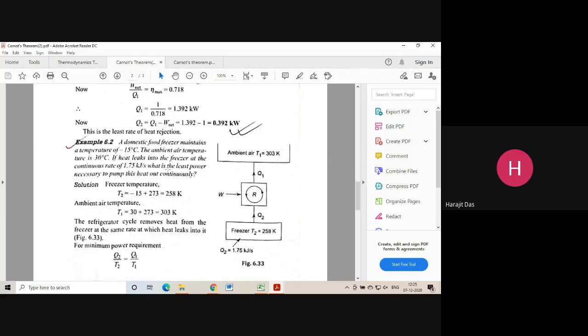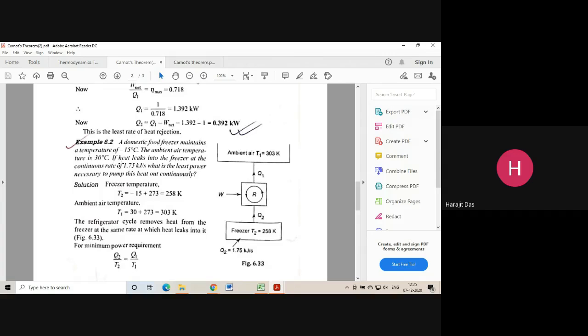I have taken this example from the P.K. Nag book directly. Here, one domestic food freezer maintains a temperature of minus 15 degrees centigrade. Because this is a freezer, it will be maintaining one chamber at minus 15 degrees centigrade, isn't it? The ambient air temperature is 30 degrees centigrade.